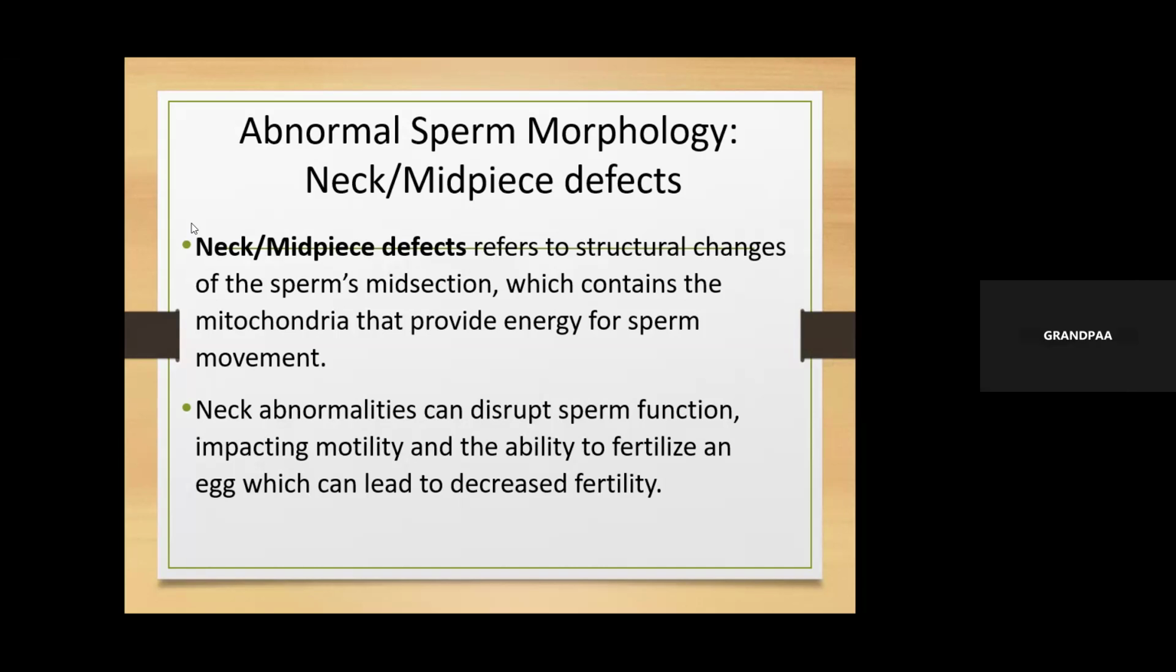All right. So it is very, very important to also look at the midpiece and the defects that accompany it. Abnormalities in the neck area, and for that matter, the midpiece, will disrupt the sperm function. And this is what I want to establish. And typically it will impact on the motility. And once it impacts the motility, it's also automatically going to affect the fertilization process, which will also lead to a decreased fertility. Okay.